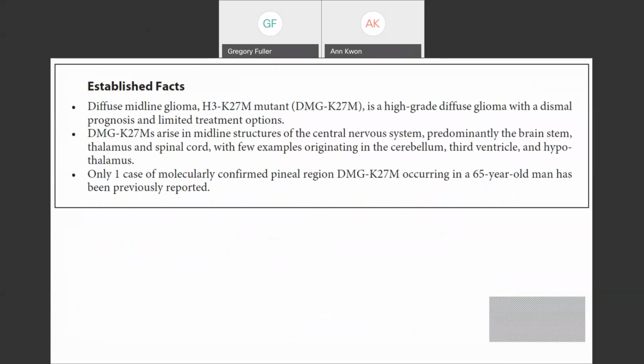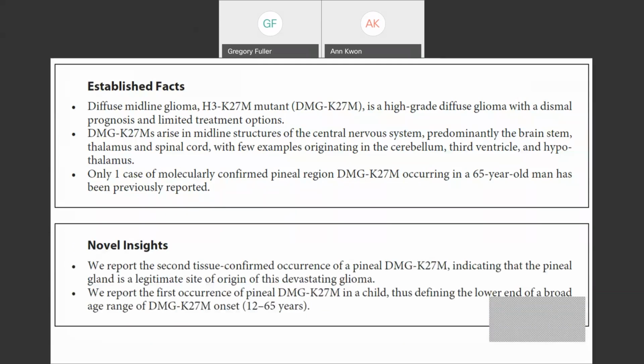Now, I'll point that out in just a second. All right, here's what the paper said. Diffuse midline glioma, H3K27 mutants, high-grade diffuse glioma, dismal prognosis. It arises in midline structures, predominantly brainstem. That would be pons is the most common, more common than medulla, thalamus, spinal cord. Few examples in cerebellum, third ventricle, hypothalamus. Only one case of confirmed pineal region DMG was reported in 2017 when we reported this case, and that was in a 65-year-old man.